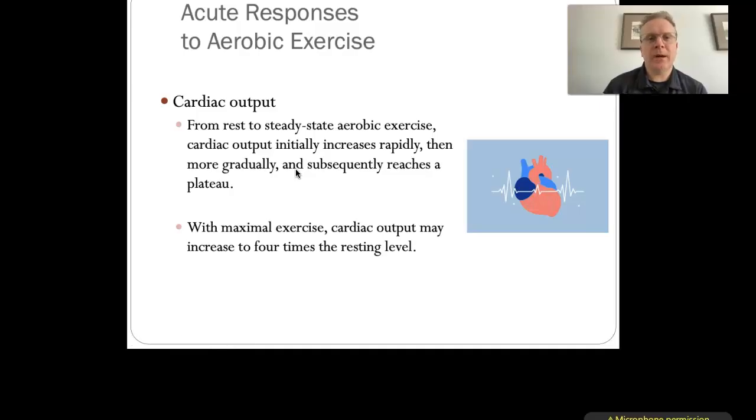So for the acute response that we see to aerobic exercise, cardiac output from rest to steady state aerobic exercise is going to increase rapidly and then reach a plateau. We see that with heart rate, with stroke volume, and cardiac output, same thing. At maximal exercise, cardiac output can increase 4 times the resting level. The amount of blood we need to circulate per minute at maximal or really high intensity exercise has to increase dramatically to get that oxygen and blood supply to the working tissue.